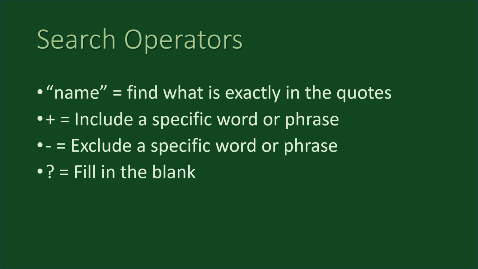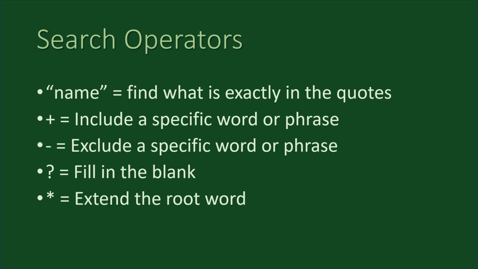The question mark is to fill in the blank. So if you have the name Jensen, and maybe sometimes it's spelled with an E and sometimes with an O, or Johnson with an E or an O, you would put the question mark instead of the vowel. I have found that this isn't working too well on FamilySearch AI, but I think it's just because there have been no results on it.